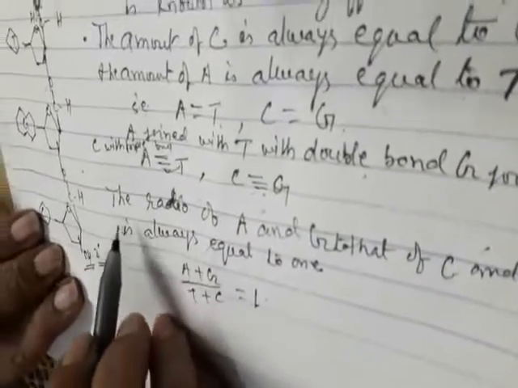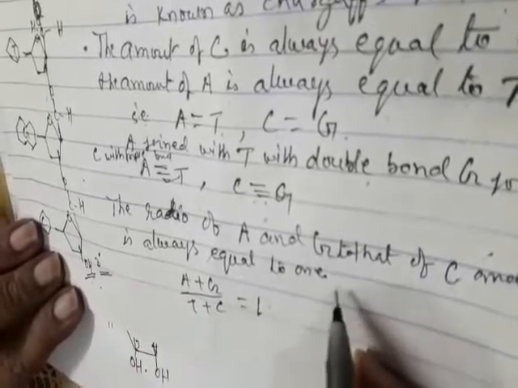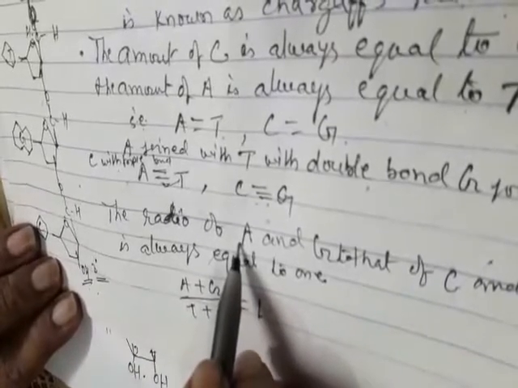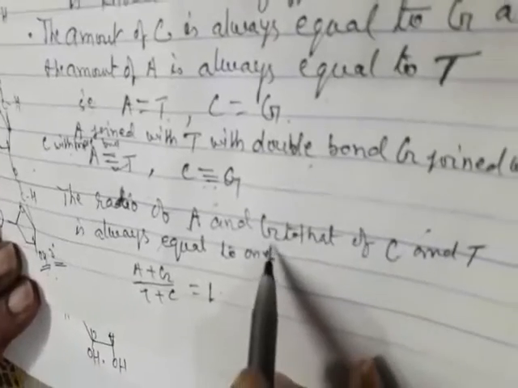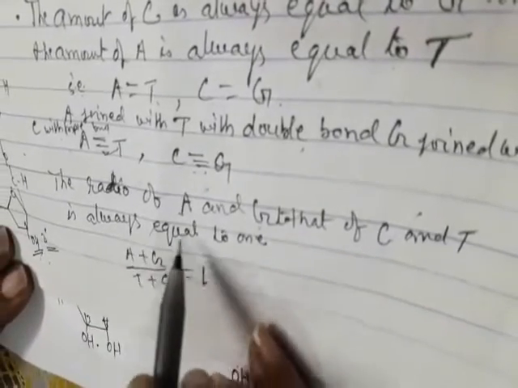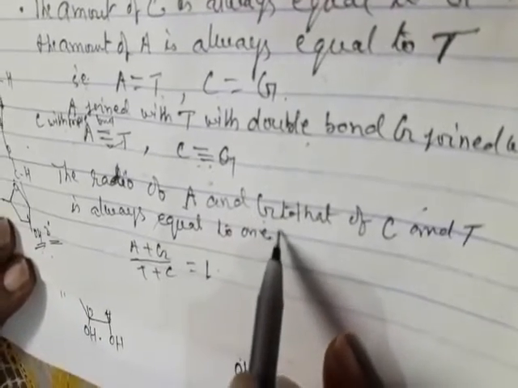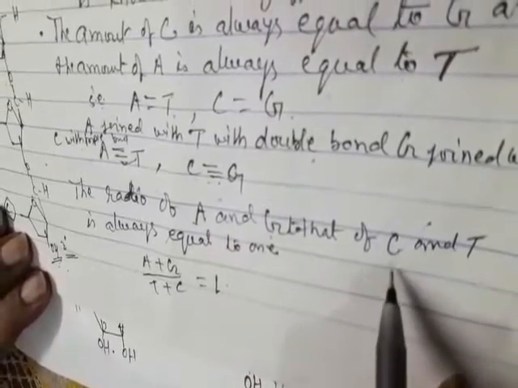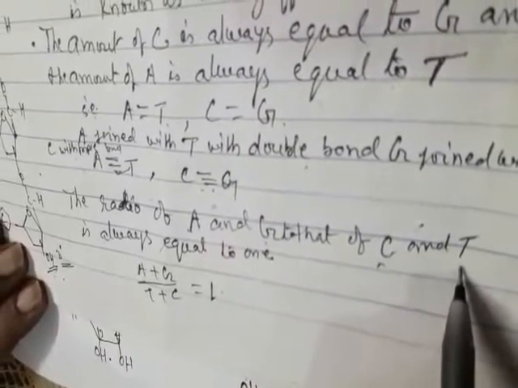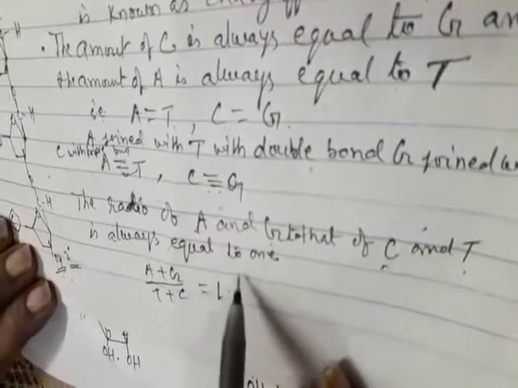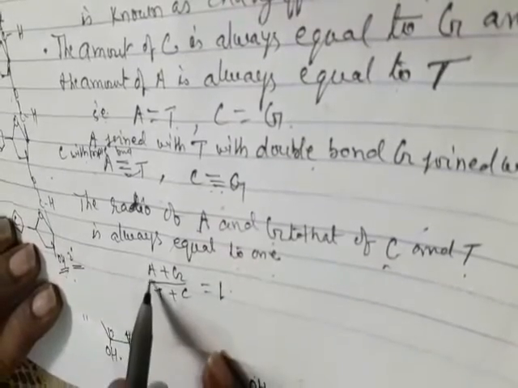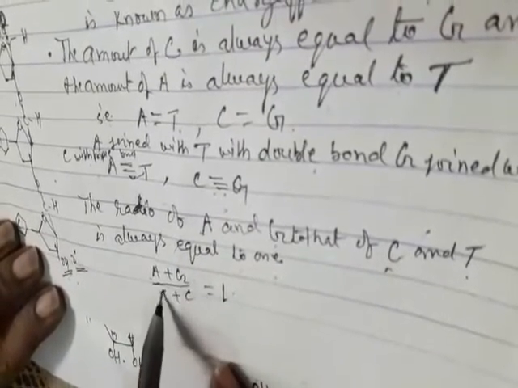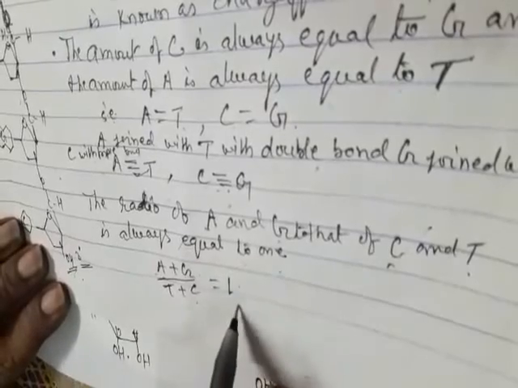The ratio of A, which stands for adenine, and G, which stands for guanine, to that of cytosine and thymine is always equal to 1, like A plus G by T plus C is equal to 1.